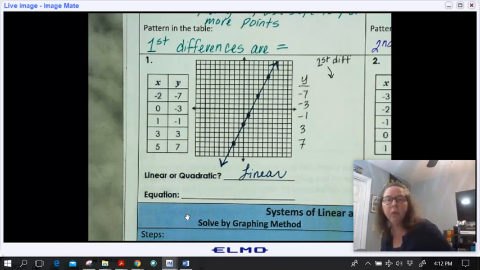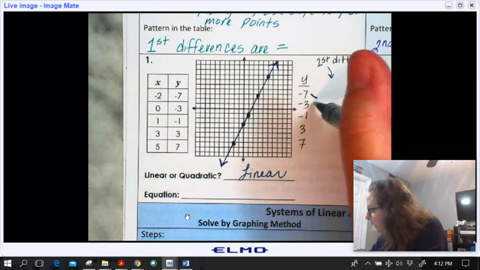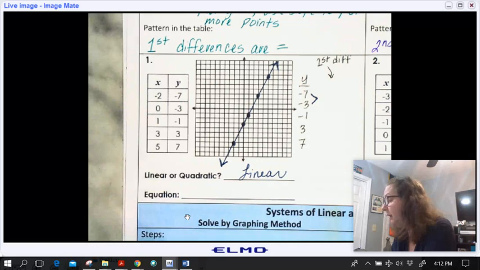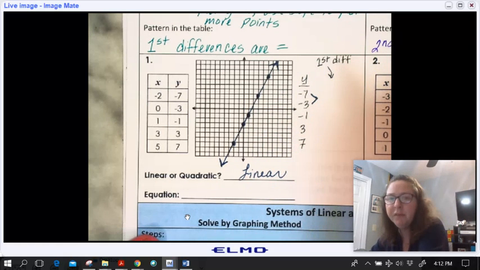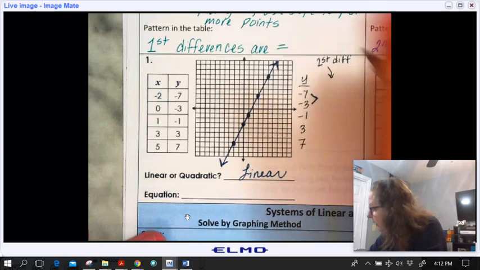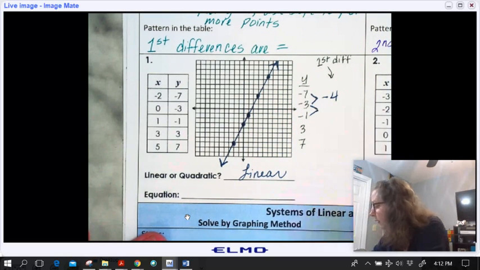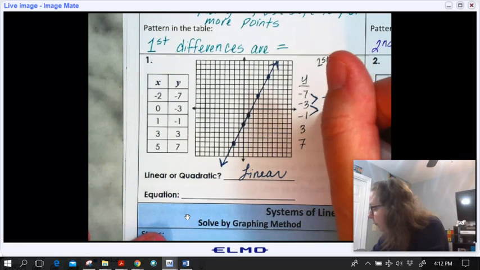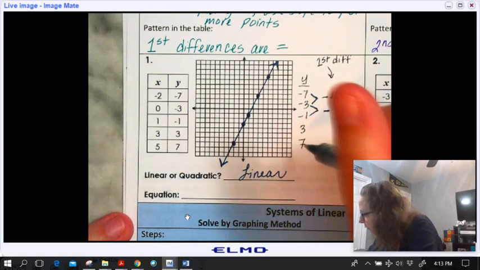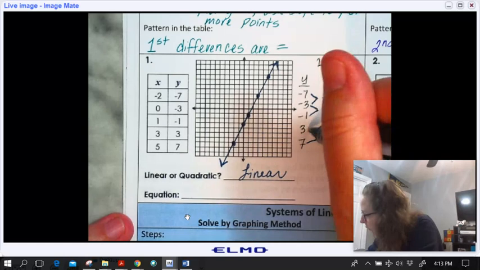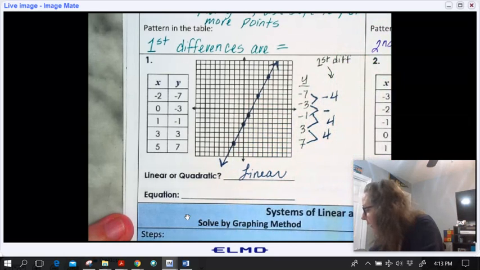All right, so how do we determine if this was a linear model by just looking at the table? Let's take our differences. -7 minus -3 is going to give me -7 plus 3, which is a -4. Okay. Let me do it this way. 7 minus 3 is 4. 3 minus -1 is 4. -1 minus -3.